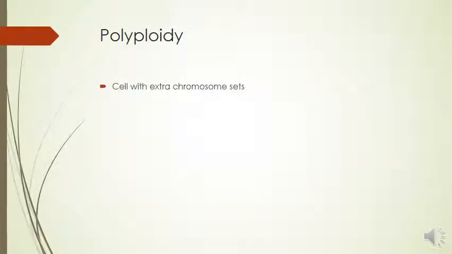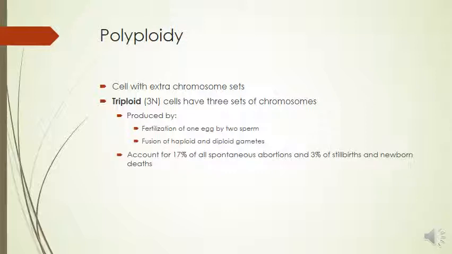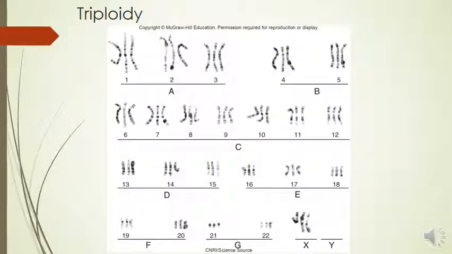Polyploidy. This is where a cell has extra chromosome sets. Could be triploid, 3N. Cells have 3 sets of chromosomes. This is produced by fertilization of 1 egg by 2 sperm, or fusion of a haploid and a diploid gamete, and it accounts for 17% of all spontaneous abortions and 3% of stillbirths and newborns. And here you have a karyotype illustrating triploidy, where you see 3 of each chromosome.